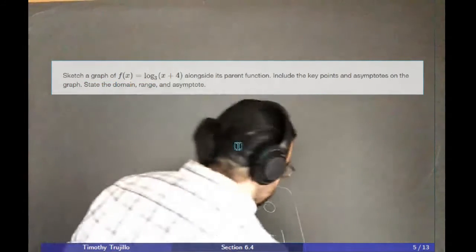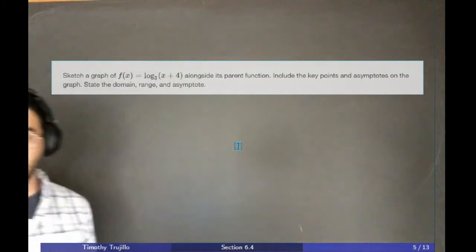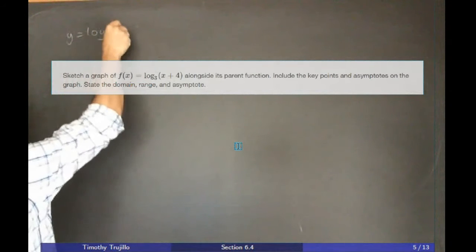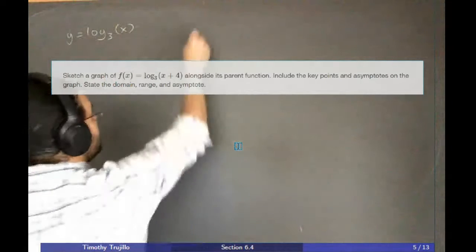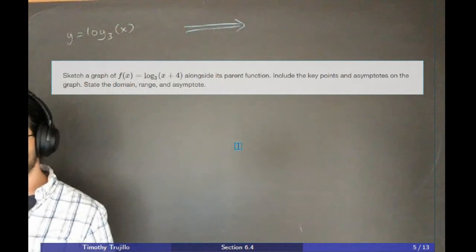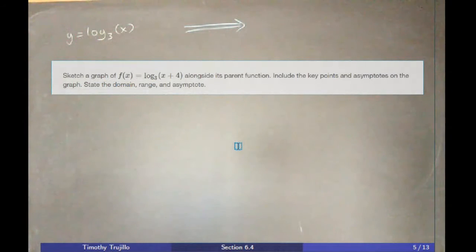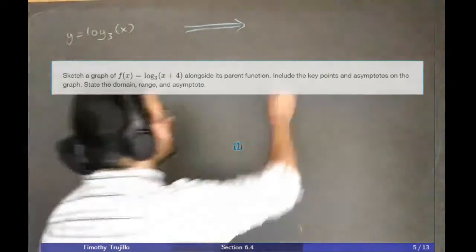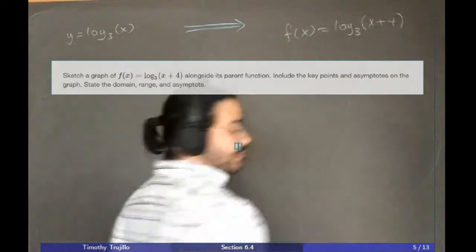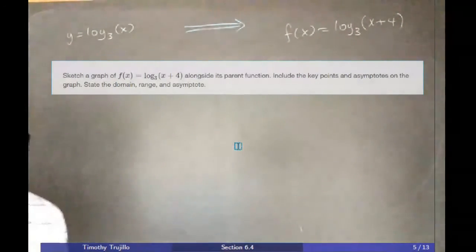So here we've got a base function of log base 3 of x, and then we have a transformation. We're going to start off with our base function being y equals log base 3 of x, and then transform it into a different function. What's the transformation that we're applying here? Are we moving up, down, left, right, and by how many units to get to the function f of x equals log base 3 of (x plus 4)?